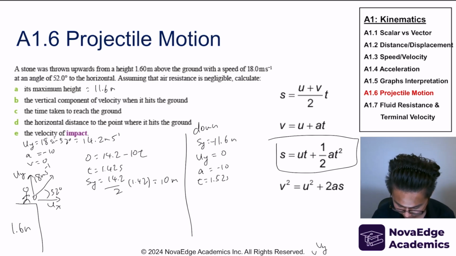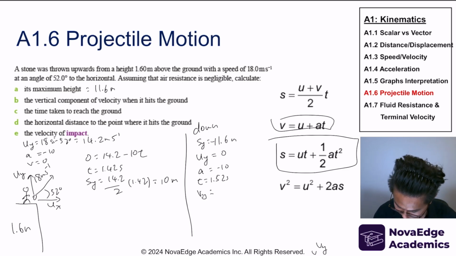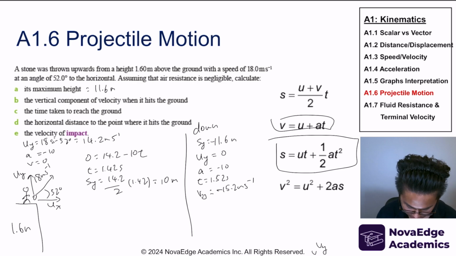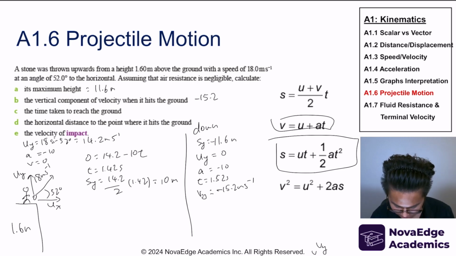Cool. Now I can find out the velocity coming down. The velocity coming down is this. So v is equal to 0 plus negative 10 times 1.52, which is equal to negative 15.2 meters per second. Cool. All right, so I can actually answer a lot of things. B is negative 15.2.